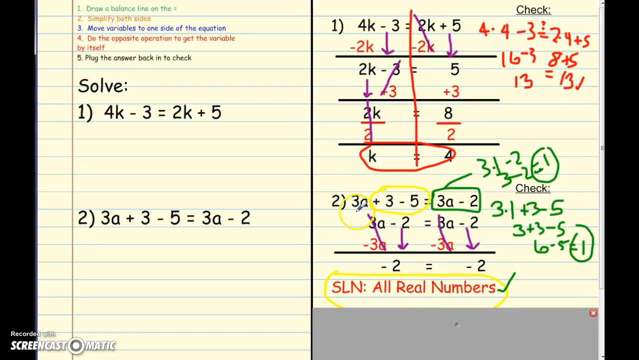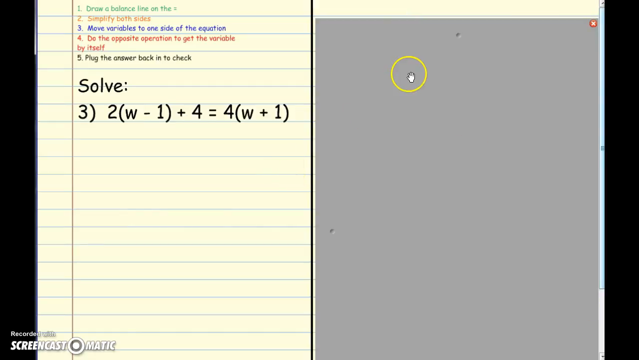Now, just one point of clarification: some of you may have noticed at this point that you had the exact same thing on both sides of the equal sign. As long as you recognize that it's exactly the same, you could stop here and say that your solution is all real numbers. All right, on to the next one.